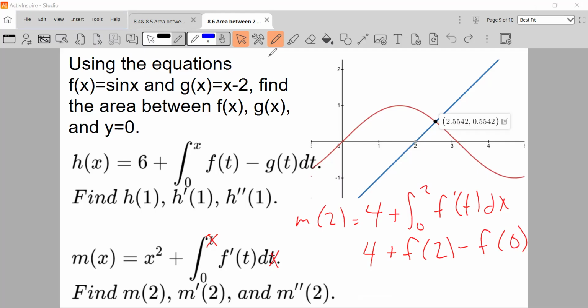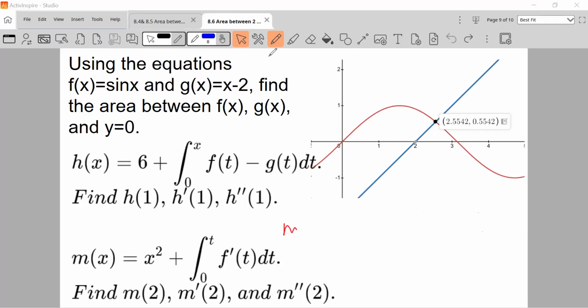We know f of 2 is just sine of 2, and f of 0 is just 0. So final answer for m of 2 is just going to be 4 plus sine of 2. For m prime, we have to take the derivative of x squared, which is going to be 2x. And then the derivative of this integral, again, nice bound, so it's just going to be f prime of x.